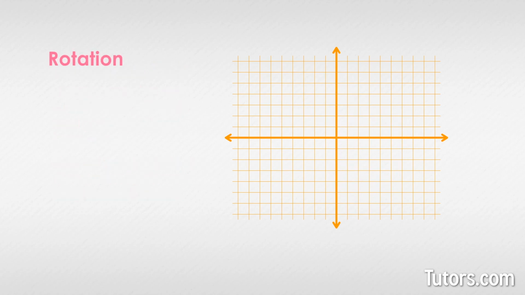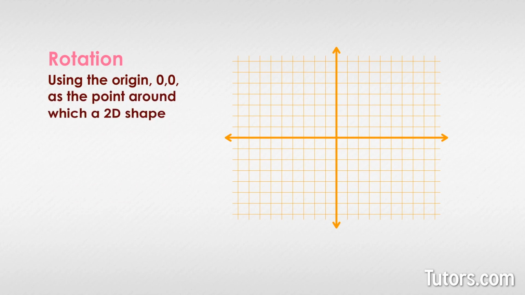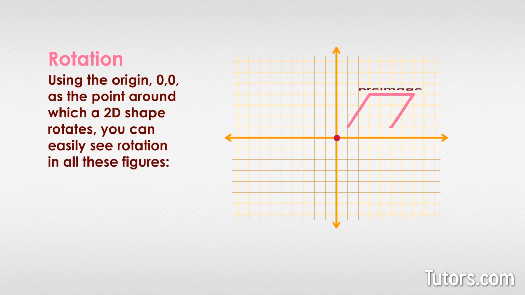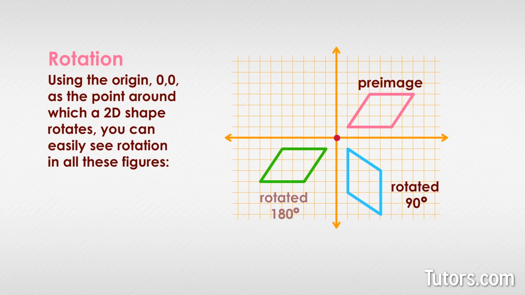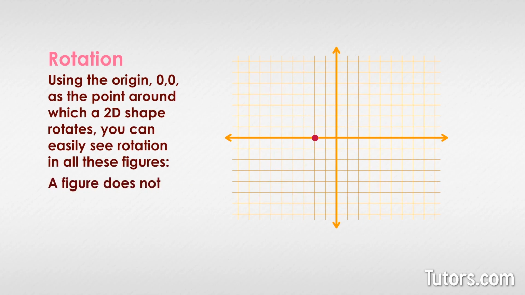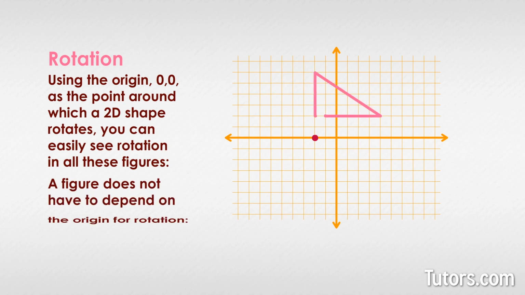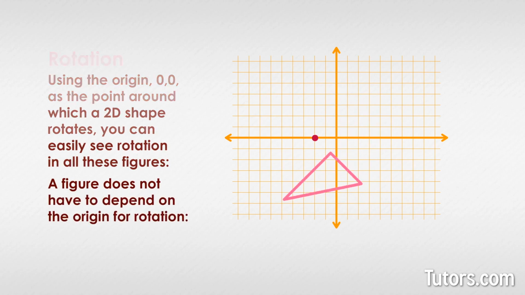Now let's look at rotation. Using the origin 0, 0 as the point around which a two-dimensional shape rotates, you can easily see rotation in all these figures. A figure does not have to depend on the origin for rotation.